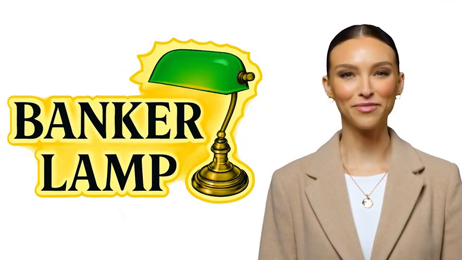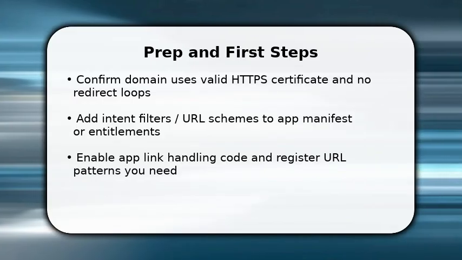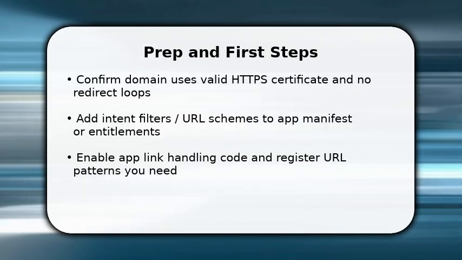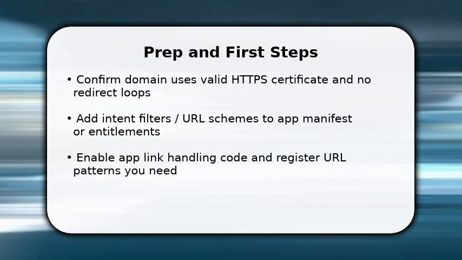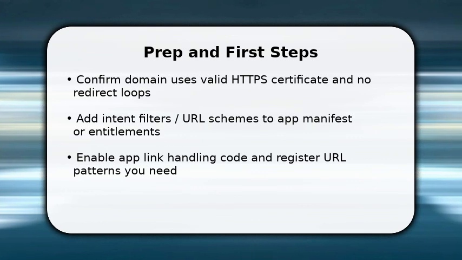Please enjoy the video. You start by ensuring your domain serves a valid HTTPS certificate and that there are no redirect chains. This is why the OS trusts the link. Next, open your app manifest or entitlements and add the intent filters or associated domains entries for the target URL patterns. Once done, implement a simple handler that parses the incoming URL and routes to the correct screen. Make sure to save and rebuild the app so the OS sees the new association immediately.